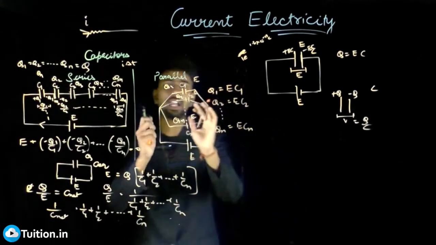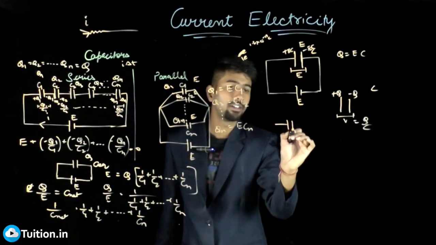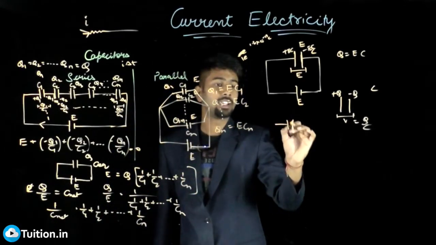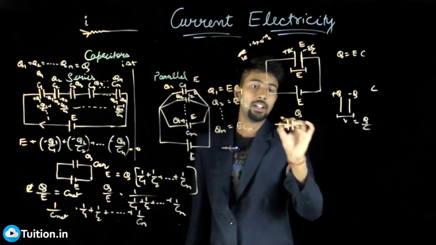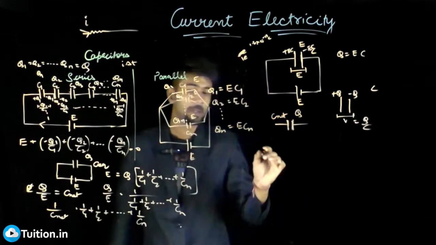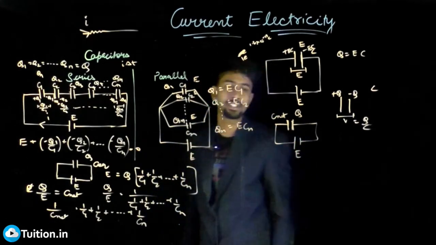So now if I want to calculate the net capacitance, I'll replace this by a single capacitor such that the net charge on the capacitor is Q, right? And then its net capacitance is C. And the battery also shouldn't change. So try to understand here.